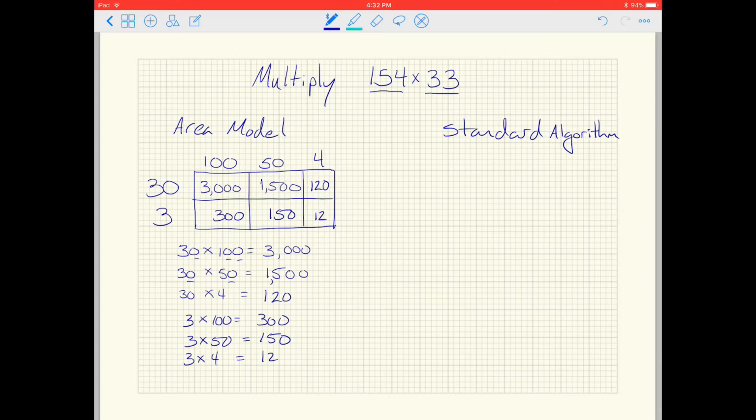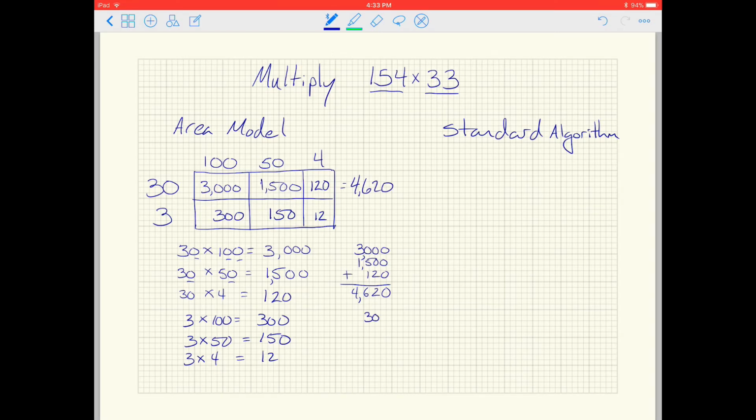So now I just need to add up all these partial products, all these parts. And I'm going to write down all the numbers from that top row there. 3,000 plus 1,500 plus 120. Add all that up. Let's see, it looks like I get 4,620. So those three numbers together, 4,620.